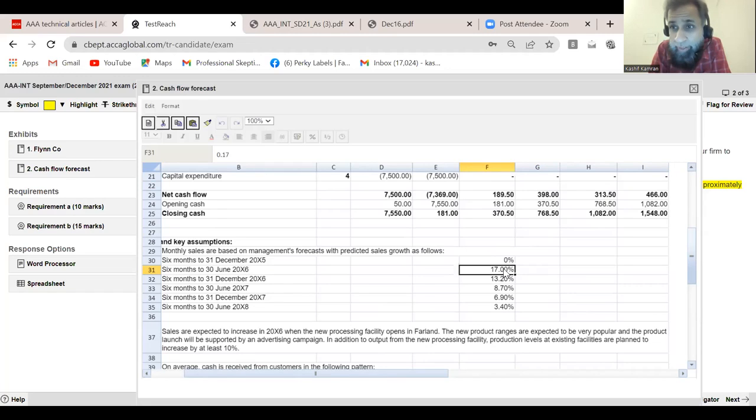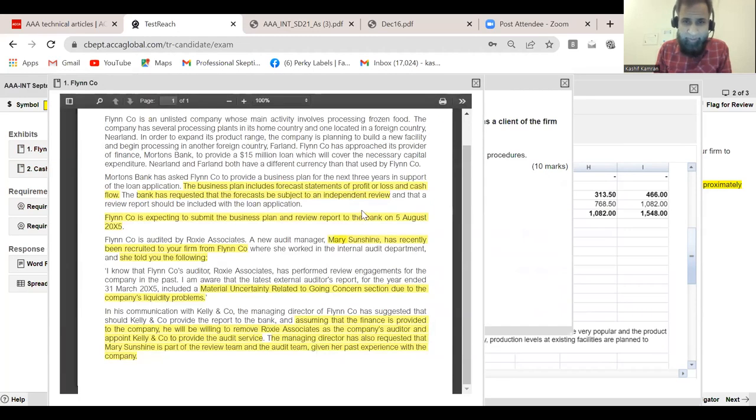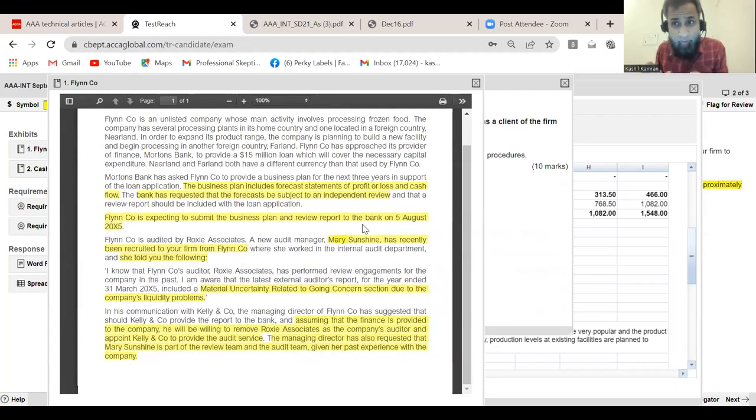What if the loan gets disbursed later? There are so many assumptions going in. When you expect the loan to come to you on the 5th of August 20x5, even if you get the loan in August 20x5 and you start to make the new production facility in a new country, so August you get the loan, August, September, October, November, December, January, February, March. How much time? 8 months.